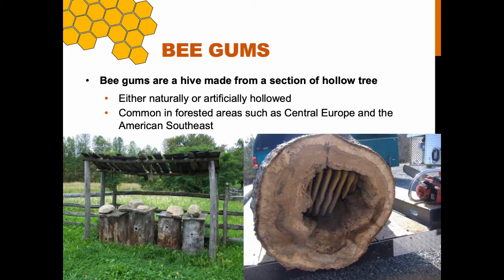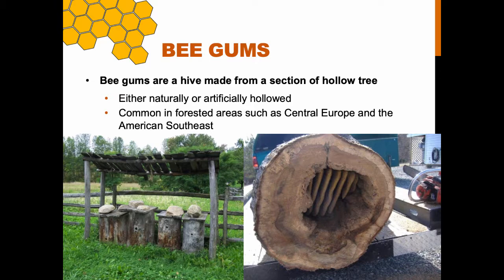The other major hive that we would see and still see to this day is what's called a bee gum. And basically a bee gum is just a hive made from a hollow tree. So in forested areas, bees will naturally build their hives inside hollow trees. Back in the day, if people found a tree with a beehive in it, they would carve their name into the tree and basically say, "These are my bees, don't mess with them."